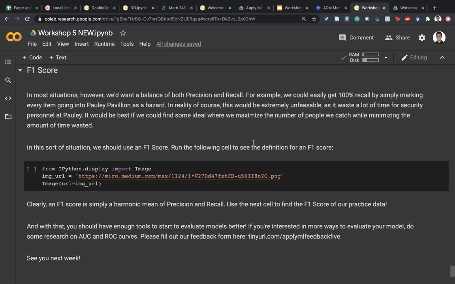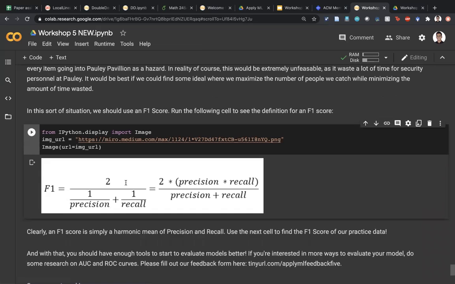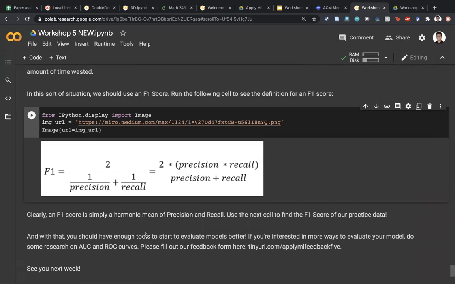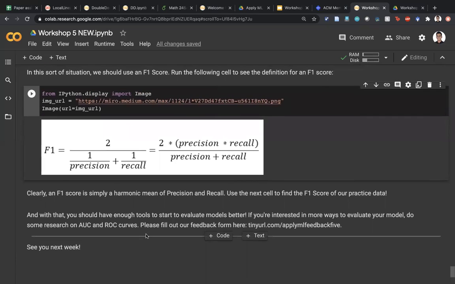So Varun, if you want to run that code block, it'll show what an F1 score is. The formula for F1 score is pretty straightforward. It's simply the weighted average of both, which you can rewrite as 2 times precision times recall divided by precision plus recall. So it's simply the harmonic mean of precision and recall. So let's use the next cell to find the F1 score of our practice data.